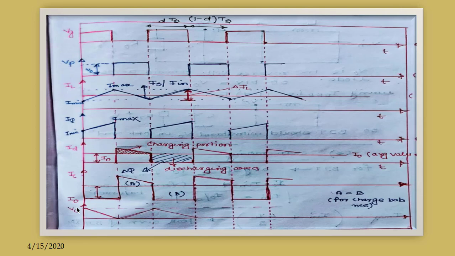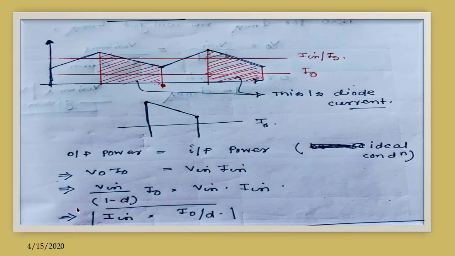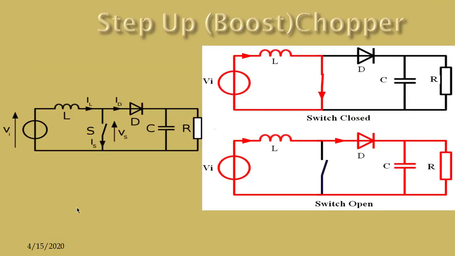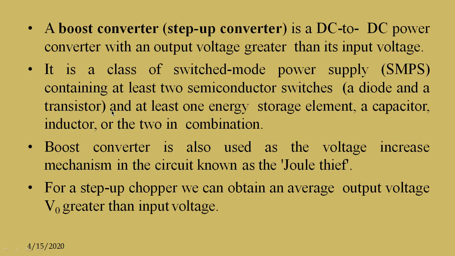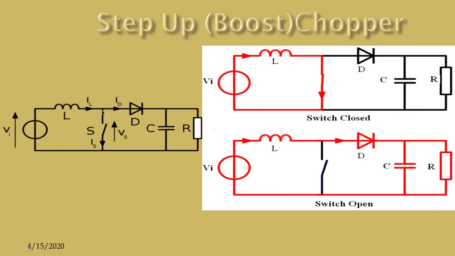Now we have discussed earlier that in case of boost converter, this voltage here in this point P, that is VP, pole voltage is responsible for voltage rating.